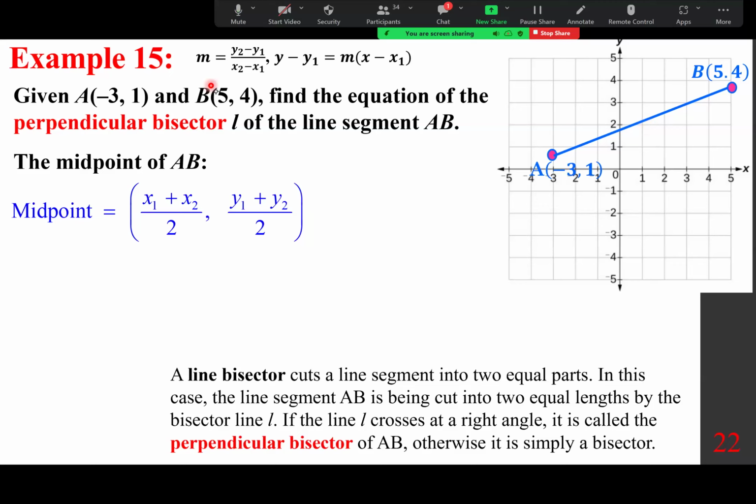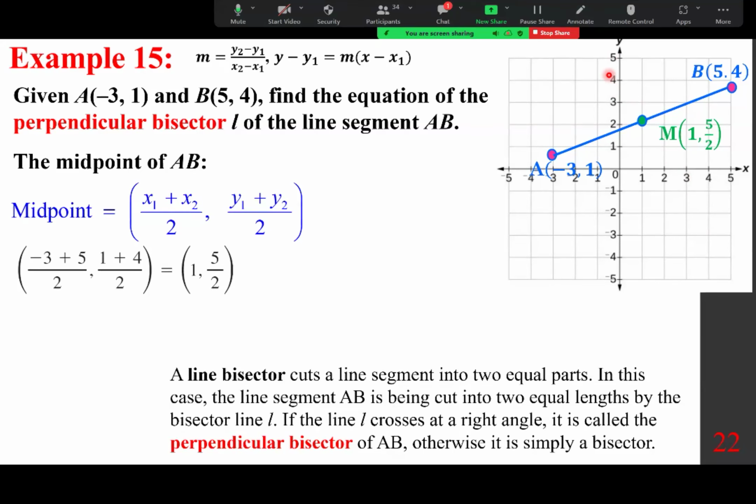Therefore, -3 and 5 divided by 2, 1 and 4 divided by 2. These two give us 2 over 2, which is 1, and 5 over 2. So that's the midpoint, M, having coordinates 1, 5 halves. Now, we want to find the equation of a line that contains this. So all we need is the slope of this line. So what is the slope of the bisector?